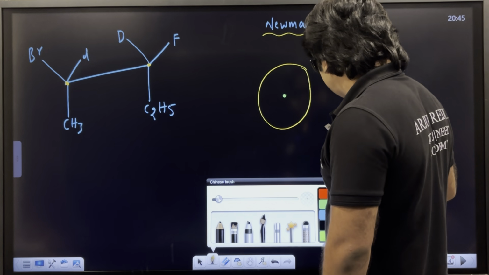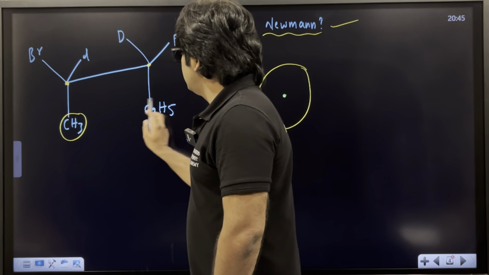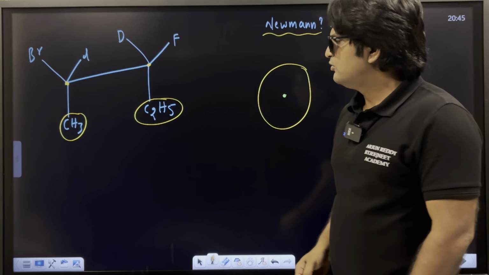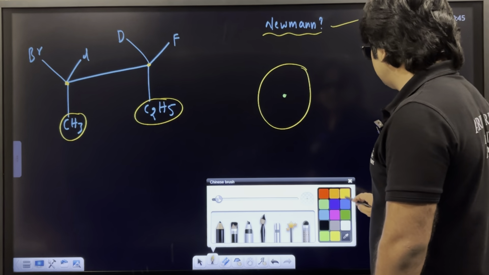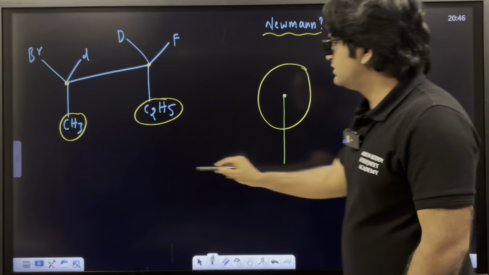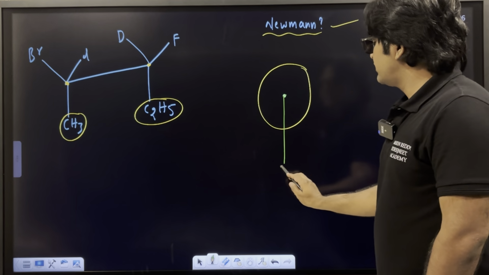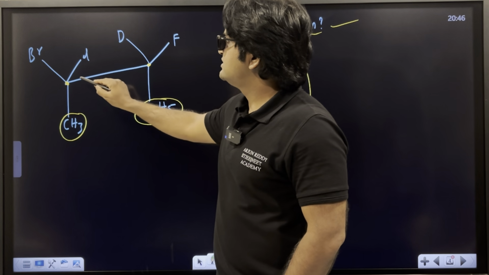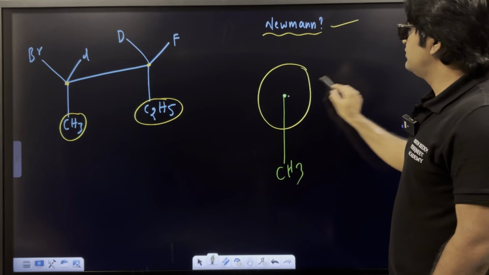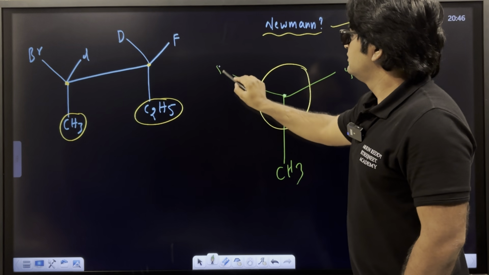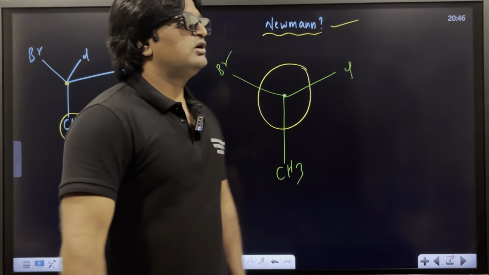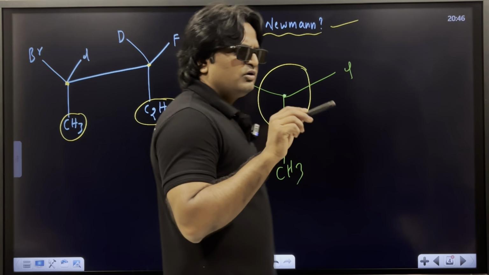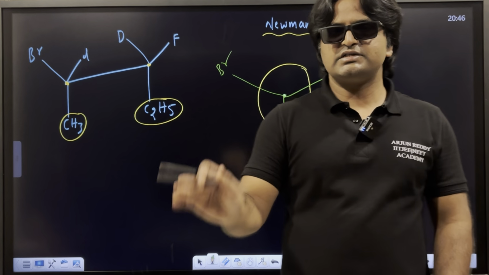Now this is my front carbon and back carbon atoms. What is the angle between CH3 and C2H5? They are looking like parallel. At the front carbon atom, what am I writing? At the front carbon atom, methyl is downside. Same thing you write here, CH3. And which is right side? Chlorine. Which is left side? Bromine. Same thing here, you write chlorine and here bromine. That is the arrangement of atoms and groups at the front carbon atom. Okay, just below, right, left, that's it.